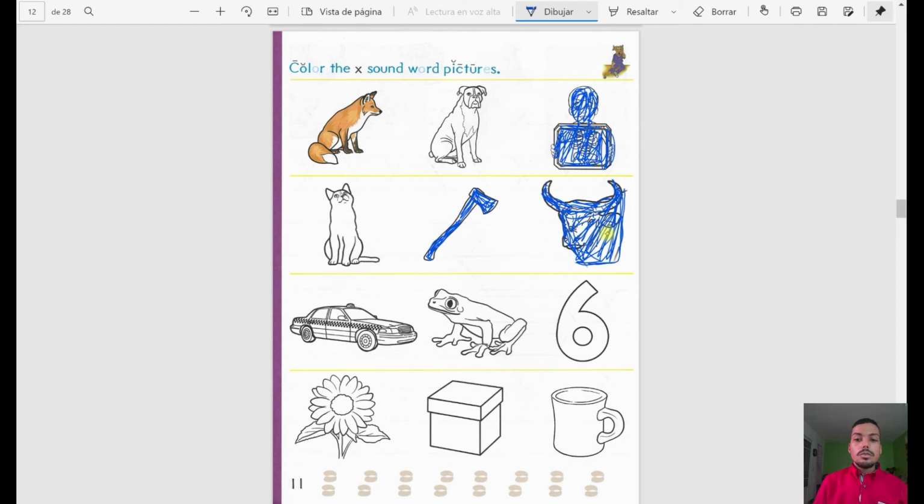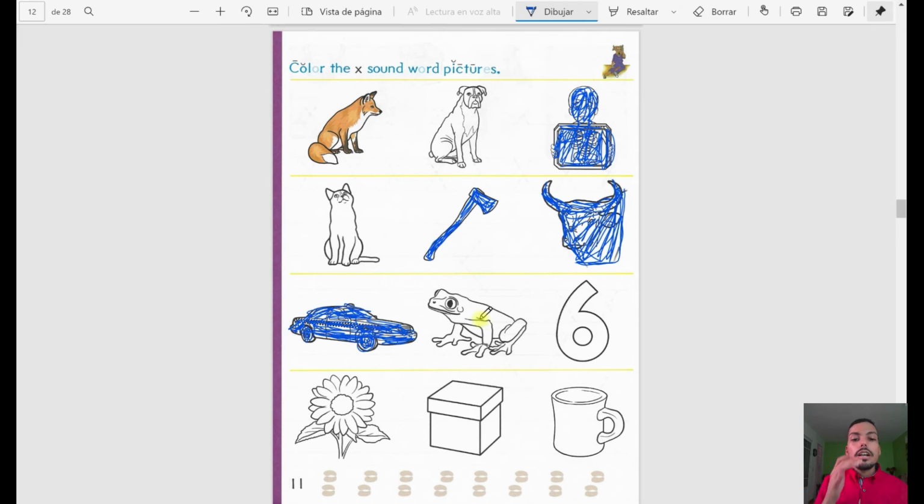Very good. The next one here, this is a taxi. Taxi. And taxi has the sound X. Taxi. It has this sound. Yes, and taxi has the sound. So we have to color the taxi, right? Tenemos que colorearlo porque sí tiene el sonido, okay? Very good. So we have to color it. Very good. Okay, the next one here.